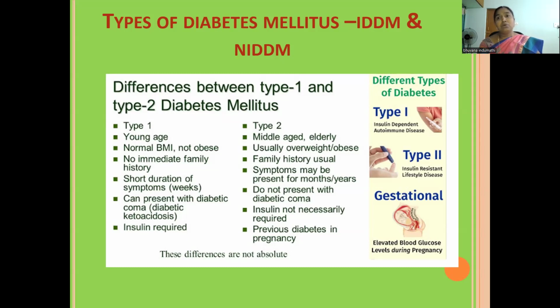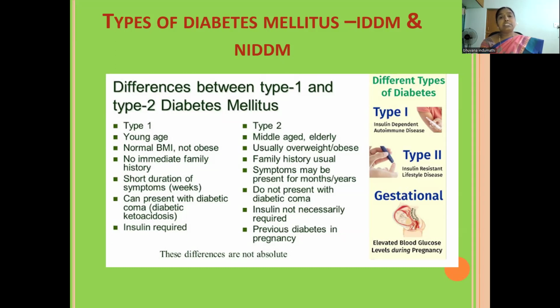Here we have compared type 1 and type 2. Type 1 occurs at a young age. Type 2 occurs at middle age or in the elderly. In type 1, the BMI will be normal and the people will not be obese, usually they will be very underweight. In type 2, usually the person will be overweight or obese. In the case of type 1, they will not have any family history. In type 2, the genetic consequences, usually a familial history, will be present.